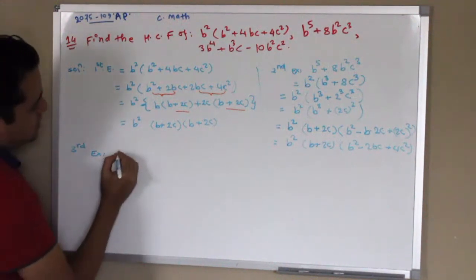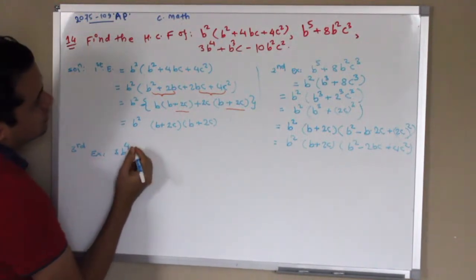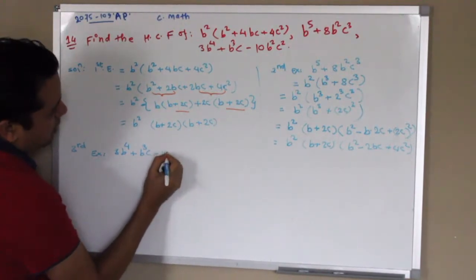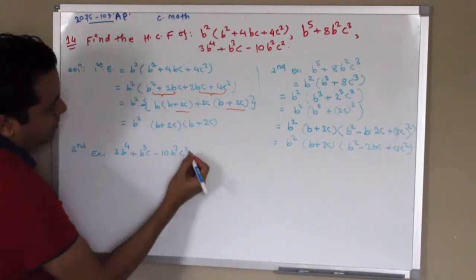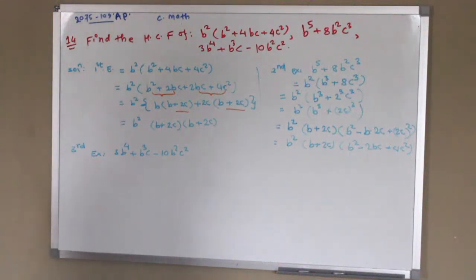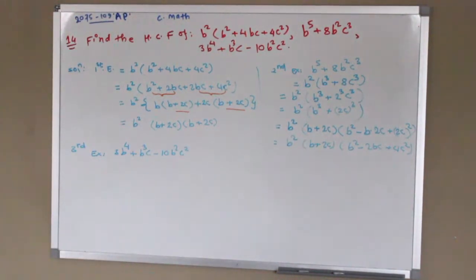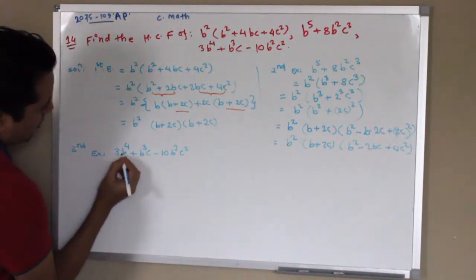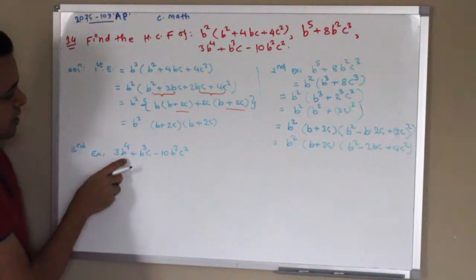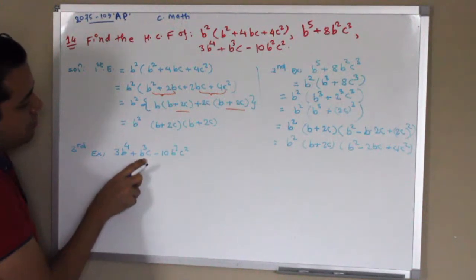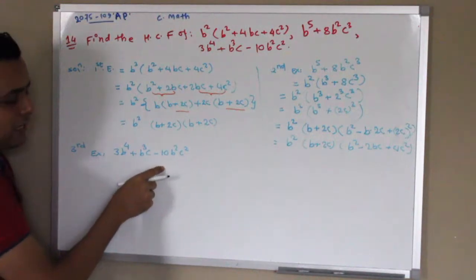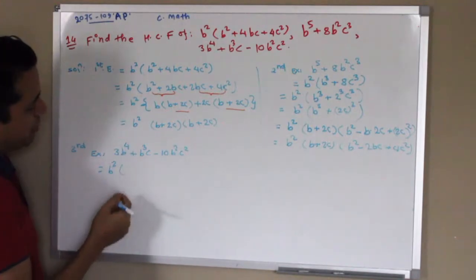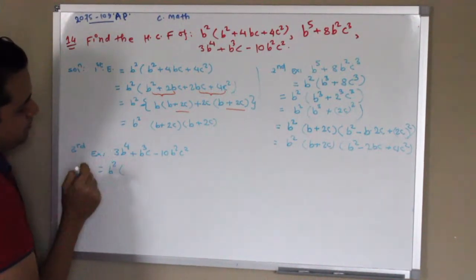Alright, the third expression is 3b to the power 4 plus b cubed c minus 10b squared c squared. As I have been explaining, if you have anything in common, please take out the common from all terms. Look here, there are 4 of the b, there are 3 of the b, there are 2 of the b. So at least we can take out the b squared common, right? B squared common. So what is left here?